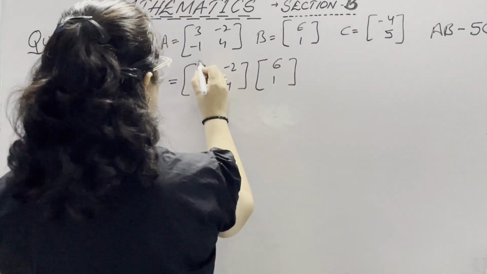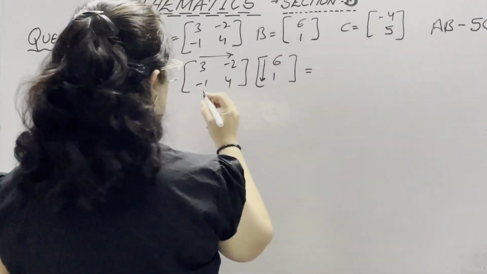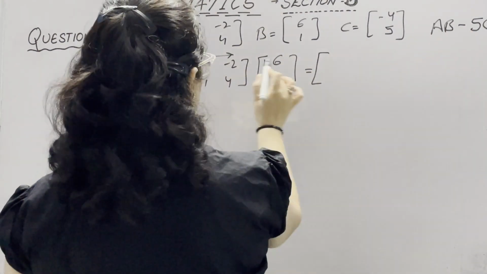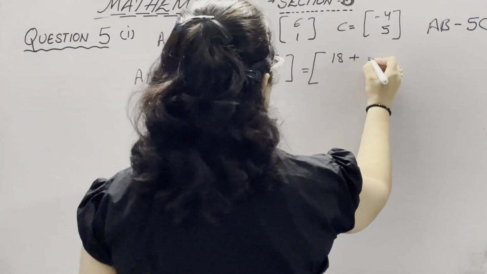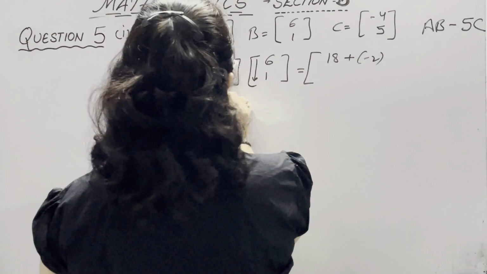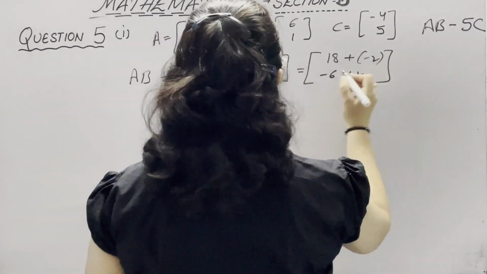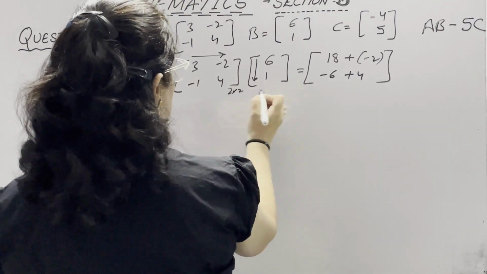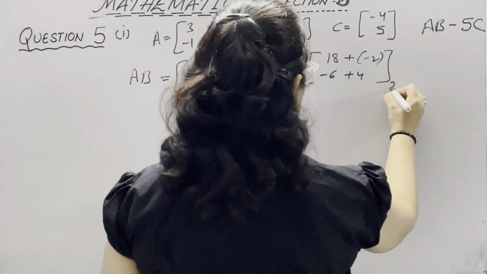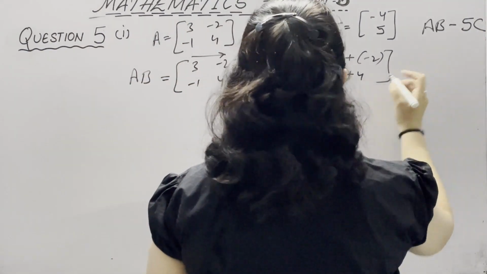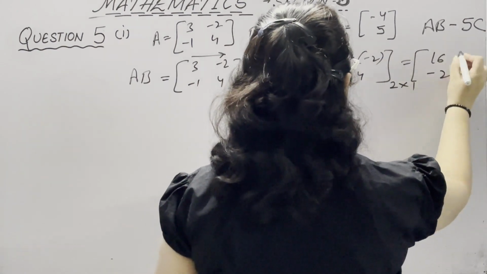Now for multiplication, we need to go like this, row wise and in this column wise. So our multiplication comes out to be 3 into 6, 18, plus minus 2 into 1, minus 2. Then minus 1 into 6, minus 6, and then 4 into 1, 4. We know the order of this is 2 into 2, 2 into 1, and then its order comes out to be 2 into 1. So this value comes 16 and then minus 2.